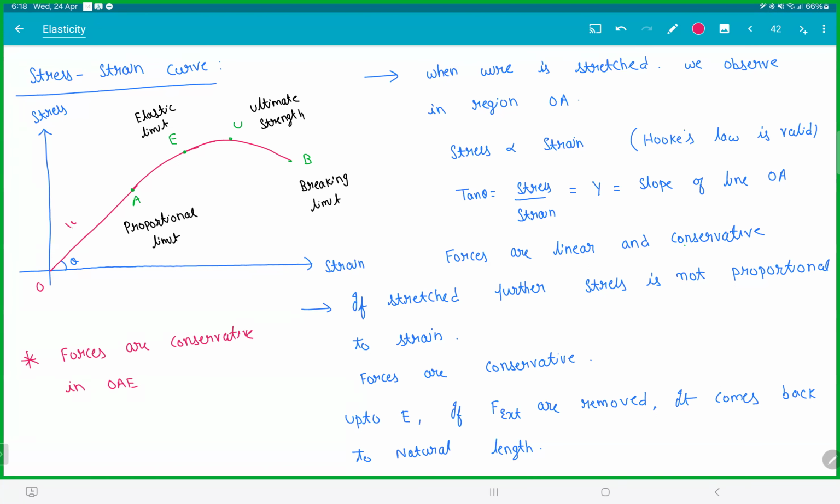Meaning here, if you apply 10 newtons, it stretches by 1 centimeter. If you apply 20 newtons, you'll stretch by 2 centimeters. But once you cross A, if you apply 40 newtons, you'll get only 3.5 centimeters. It won't be linear anymore. Have a look at this page. This is up to E. Once you cross E, things will start going bad.